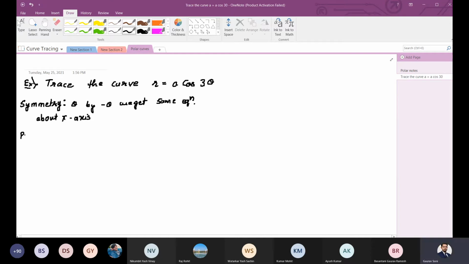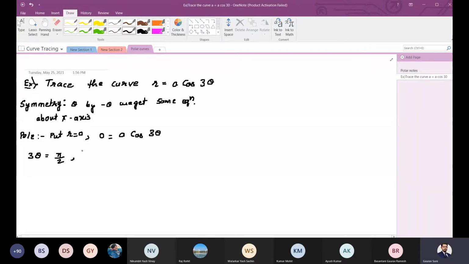Second, pole. What about the pole? We put r equal to 0. R equal to 0, what we will get is 0 is equal to a cos of 3 theta. So 3 theta has to be equal to pi by 2.